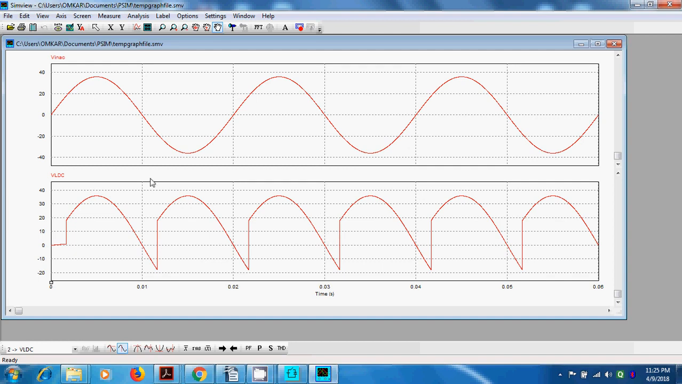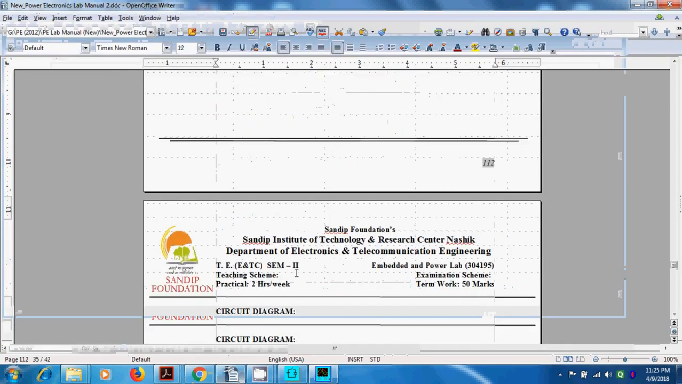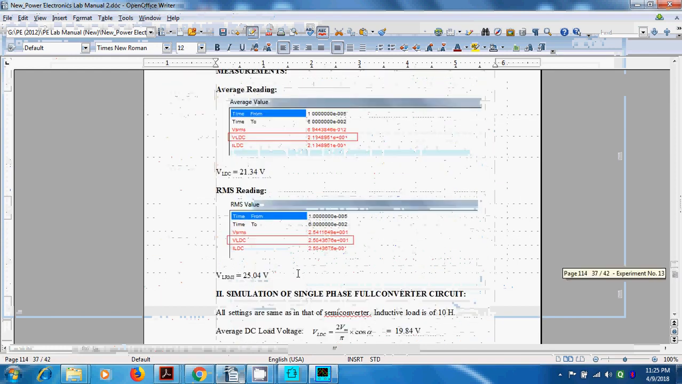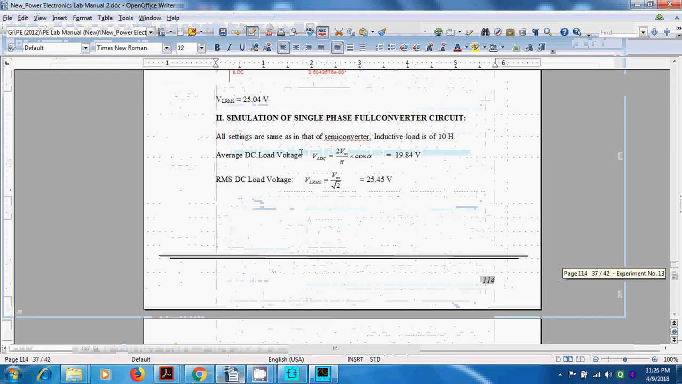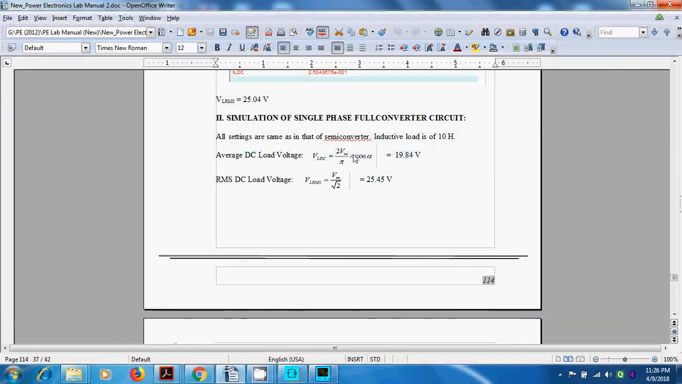So that is the theory that we know. What is the concern thing? Again, in this case we have to find out the average DC load voltage and RMS DC load voltage. The formula for average DC load voltage is twice Vm upon pi cos alpha. This is applicable only to a full converter with RL load. Otherwise, for a full converter with R load, the formula is the same as for a single phase semi converter.